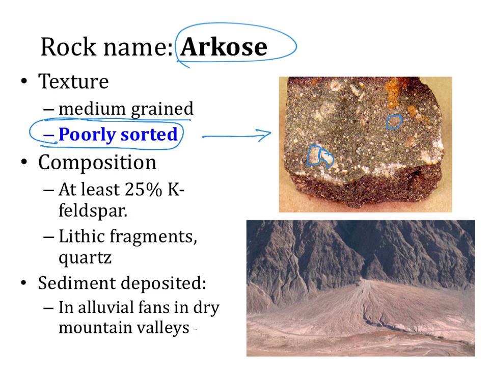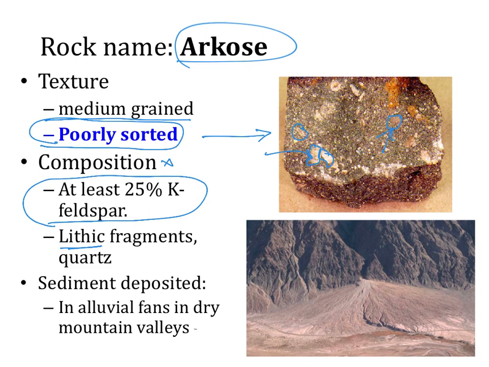Another important thing for an Arcos sandstone is its composition. It has to have at least 25% potassium feldspar. So this grain that I circled here, and this grain here, and this grain, those are pieces of potassium feldspar that we can see in the rock. The rest of it is made of other rock fragments, quartz grains, micas, clays, everything else that you could find in a sedimentary rock.